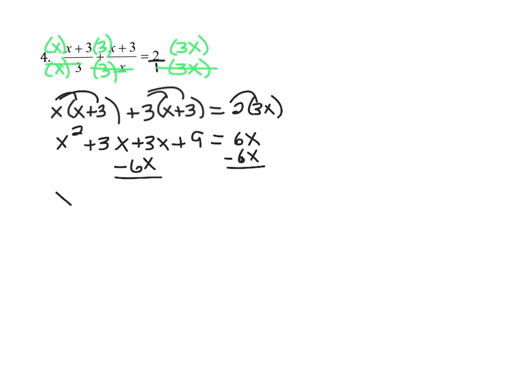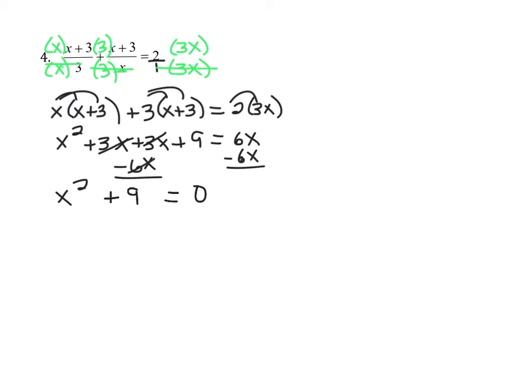And then that gives me x squared. Well, look at this. Positive 3x and negative 6x, they actually all cancel off. So I guess I'm just going to bring down this plus 9, and then equals 0.